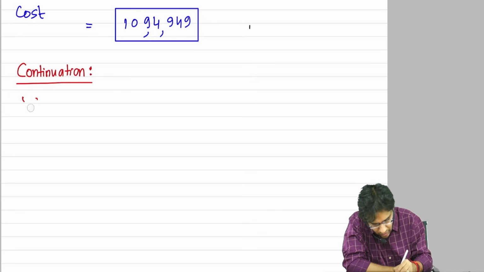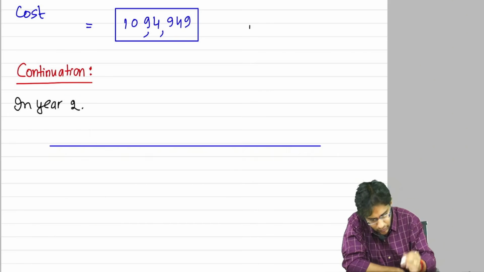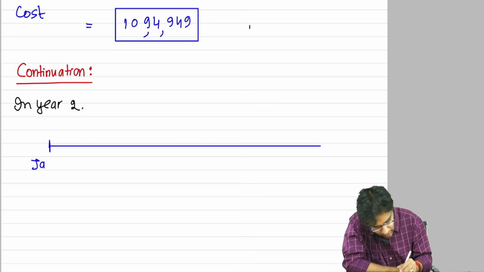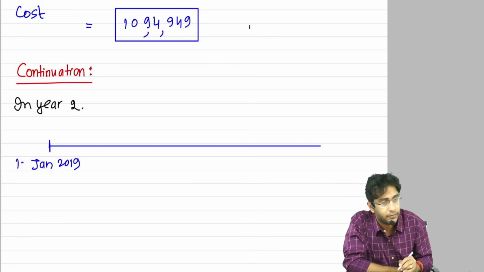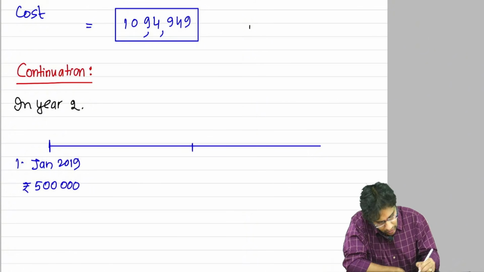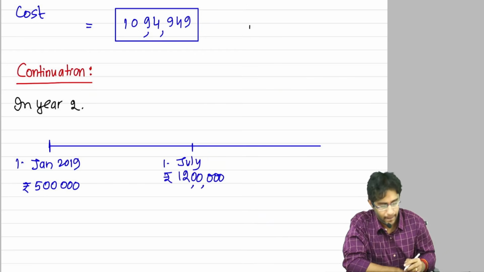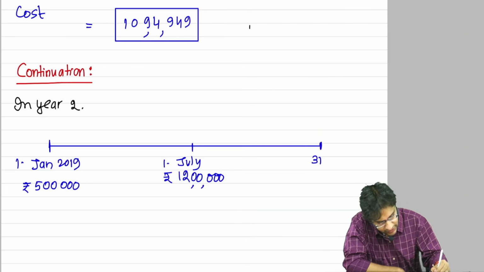In year 2, 1st Jan 2019. Next day morning you got up, you spent 5 lakh rupees. In the month of June, or 1st June or 1st of July, we'll take it, it's easy to calculate. You spent another 12 lakhs. And this is 31st of December, your balance sheet date.